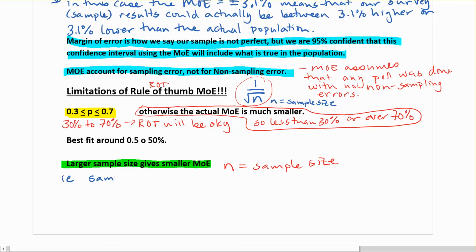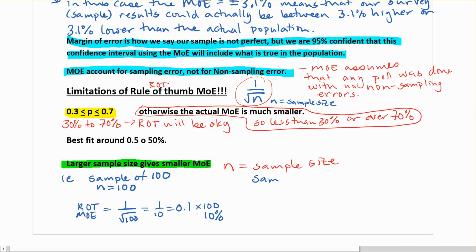So as an example, if I have a sample of 100, that gives me n equal to 100. My rule of thumb for my margin of error will be equal to 1 over the square root of 100, 1 over the square root of n. So that's equal to 1 over 10, which is equal to 0.1. And if we turn that into a percentage, times by 100, you'll get 10%. So this is plus or minus 10%.